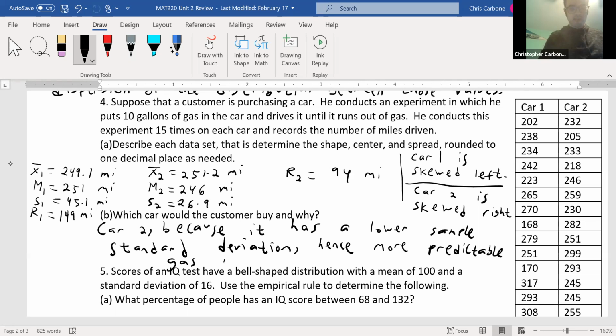More predictable gas mileage in this particular case.